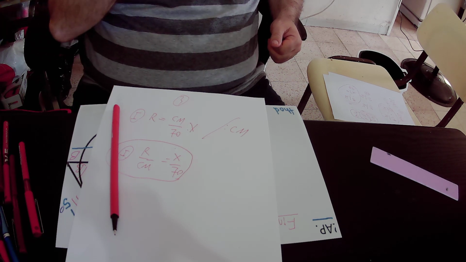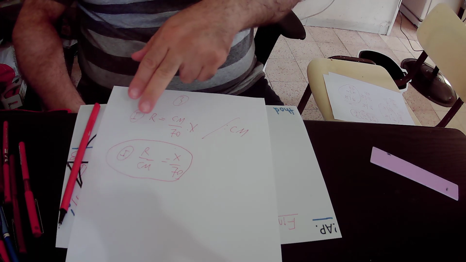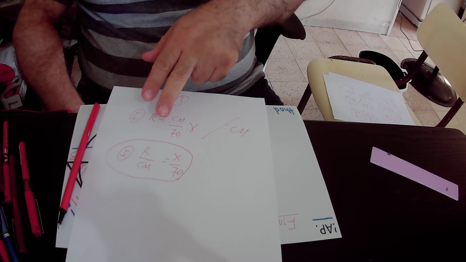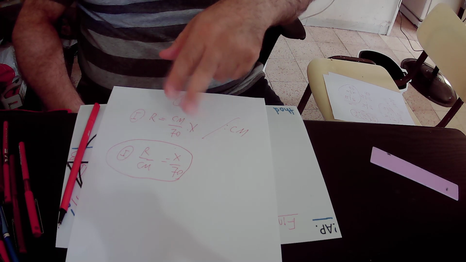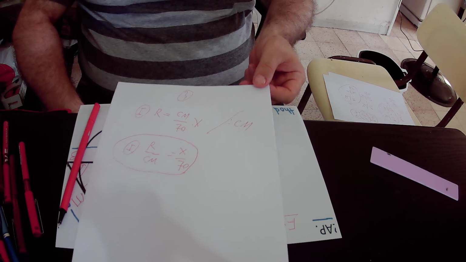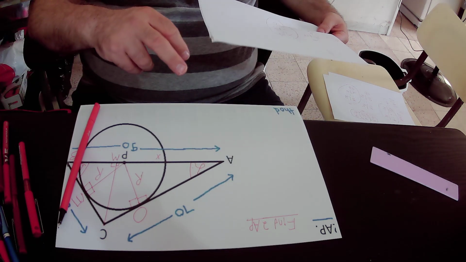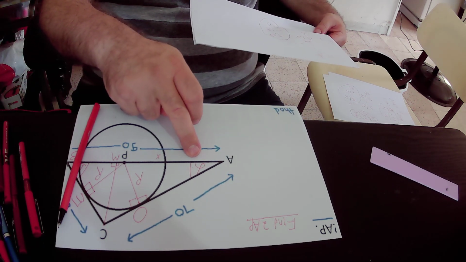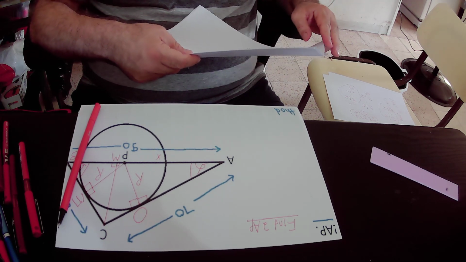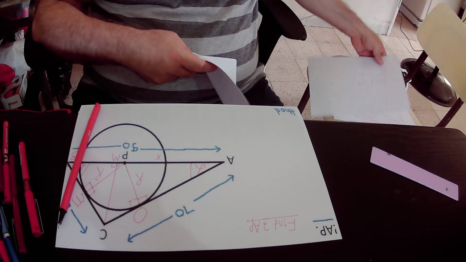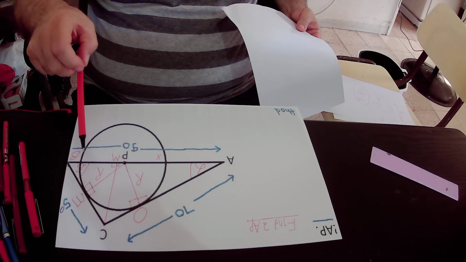Okay, so we have the first equation, R over CM equals x over 70. Okay, so we finished with this side. Now we will go to the other side of the triangle, that is to say to sinus beta.